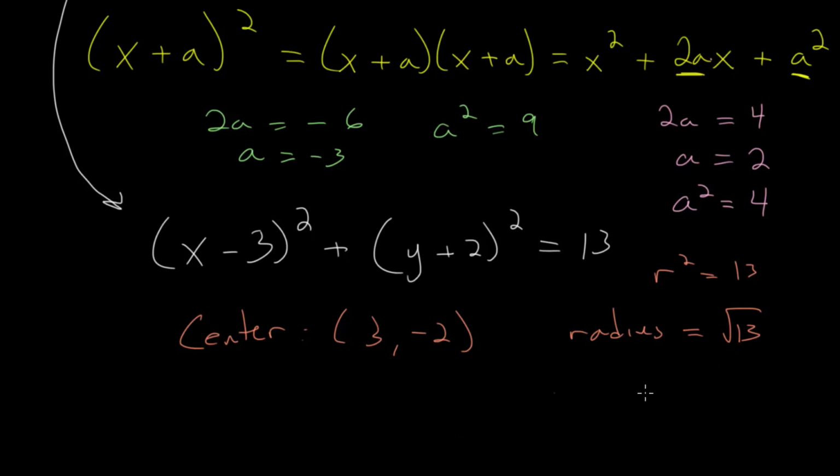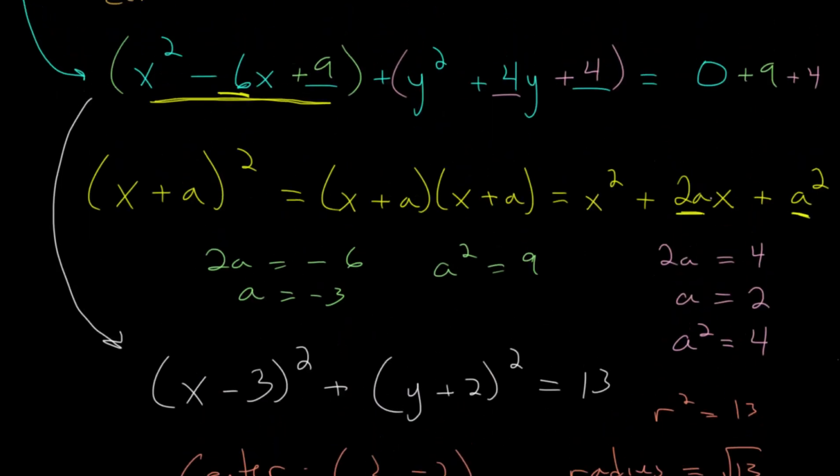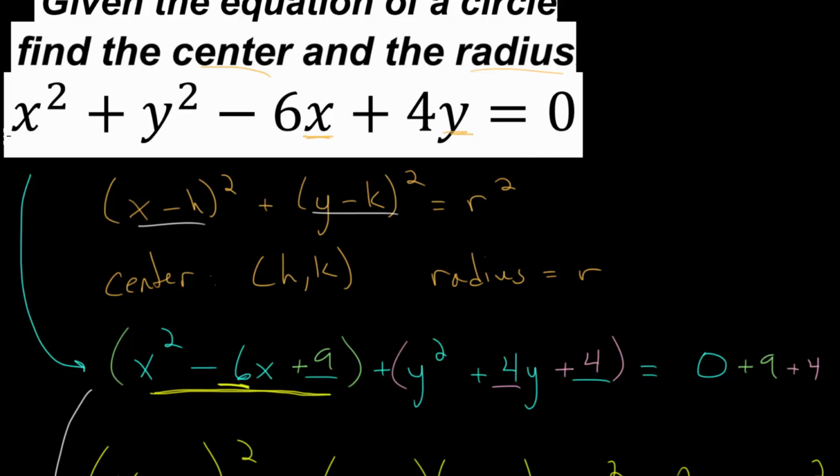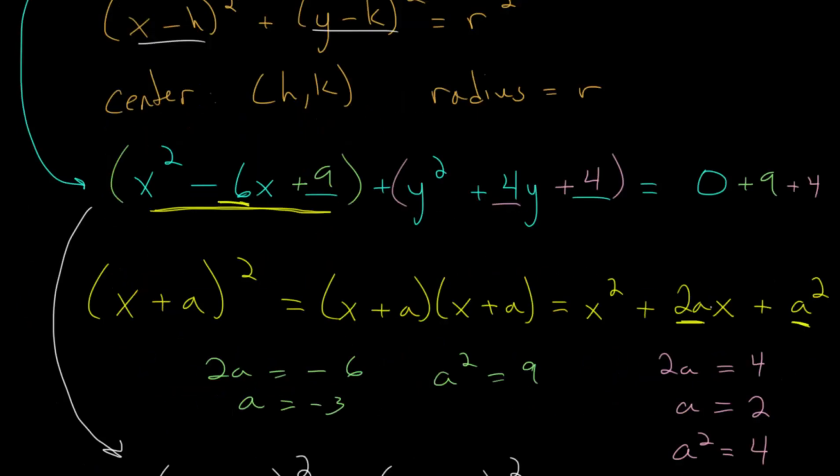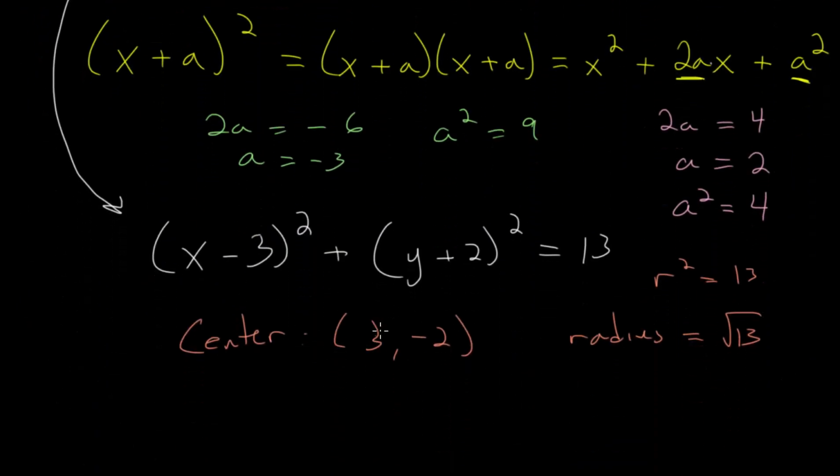And of course, if we do want to check this, we can take our original equation, plug it into some type of graphing calculator like Desmos, and see for ourselves that it would have a center at 3, negative 2 and a radius of the square root of 13.